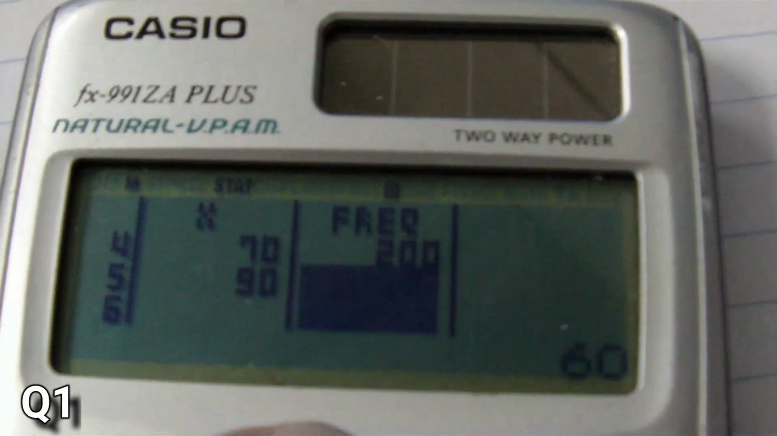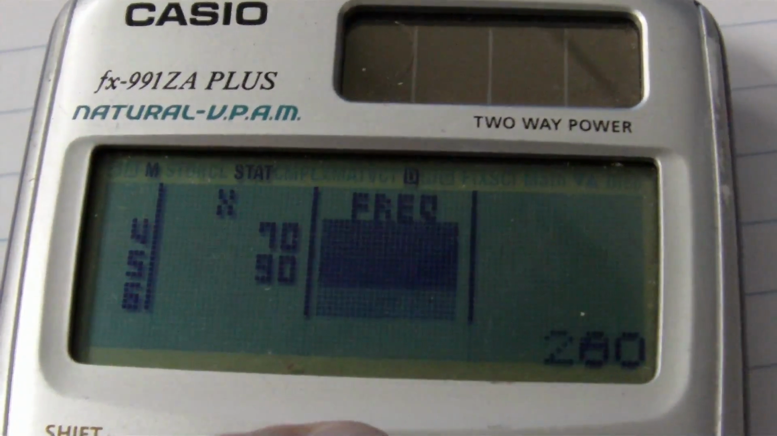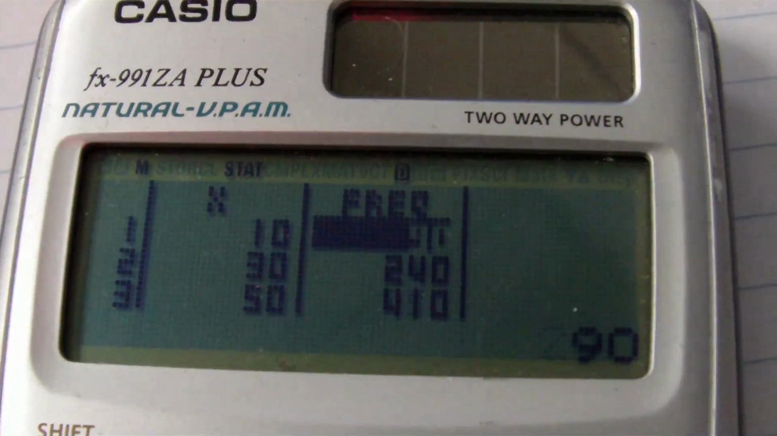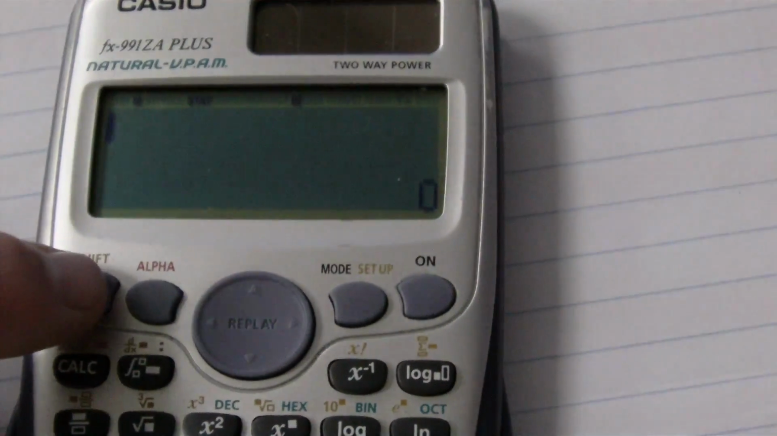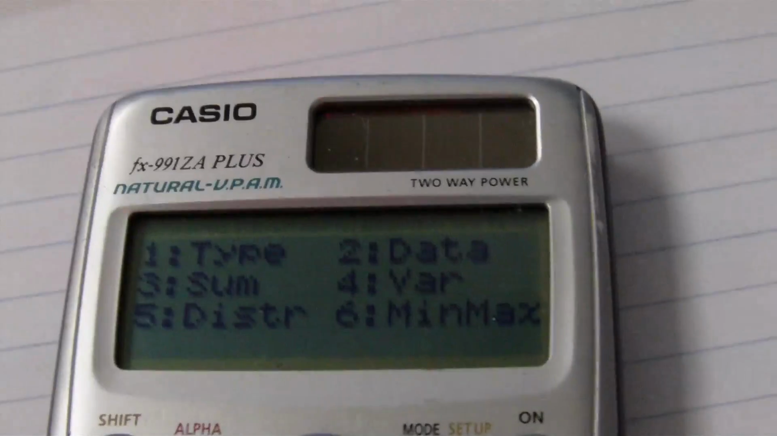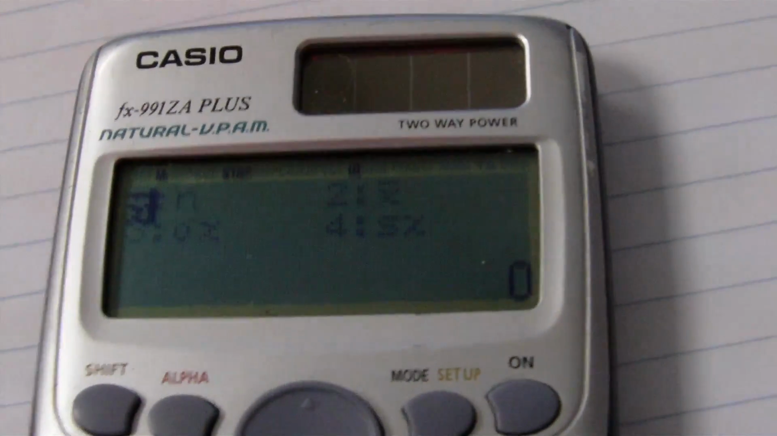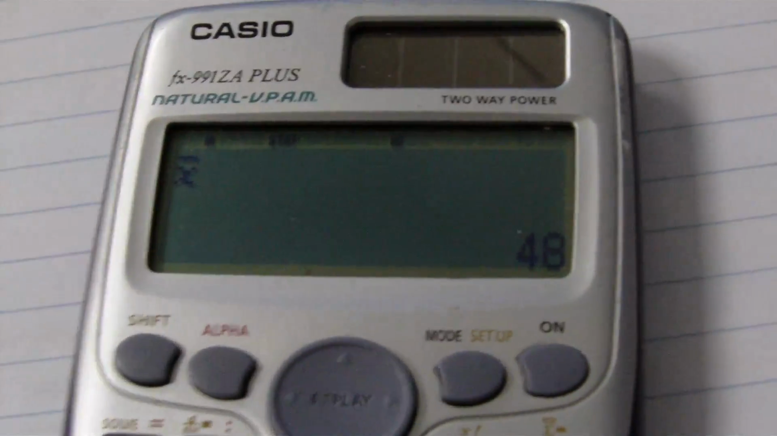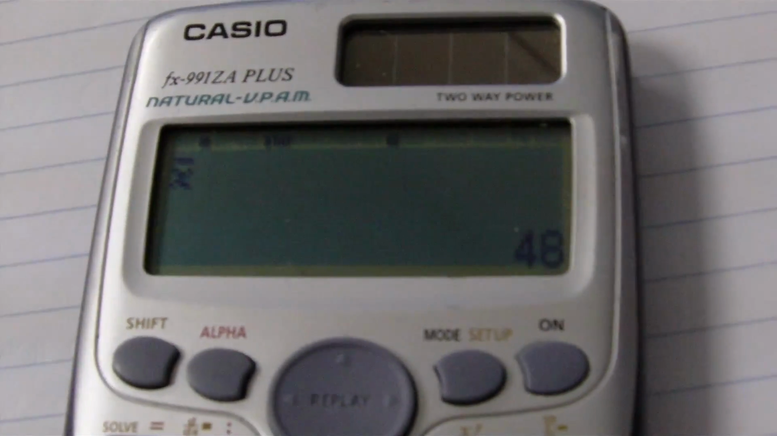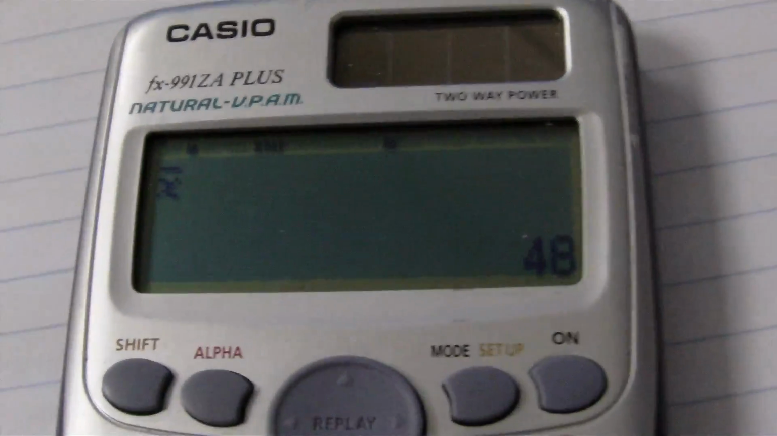Okay, so there I've put all the values in. Then you go to your shift 1 and it's giving you all your options. We're going to go to 4 for variance, and number 2 there is your mean, equals 48. So the mean length of all those worms was 48 mils, your average.